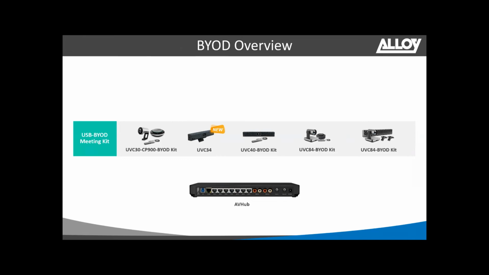Okay, so Yealink offer quite a few different BYOD kits. As we can see on the screen, we've got a UVC30 with the CP900 BYOD kit, a UVC40 BYOD kit, a UVC84 BYOD kit, and we've also got a second variation of the UVC84 BYOD kit as well. Now, just because there isn't a kit for some of the other peripherals that you can get from Yealink doesn't mean you can't run them in a BYOD solution. We can basically run any Yealink camera and audio solution in a BYOD scenario.